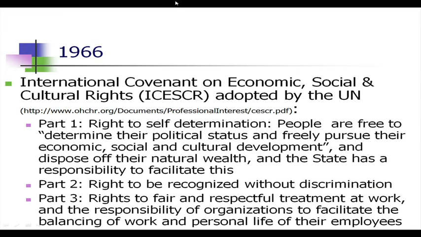So, part 1 of this covenant focused on the right to self-determination, which means that it proposed that people are free to determine their political status and freely pursue their economic, social and cultural development and dispose of their natural wealth, and the state has a responsibility to facilitate this freedom. The organizations that they are associated with do not have a role to play in this. So, they are free to decide which political party they are connected with and how they progress culturally and to acquire and dispose of their wealth.